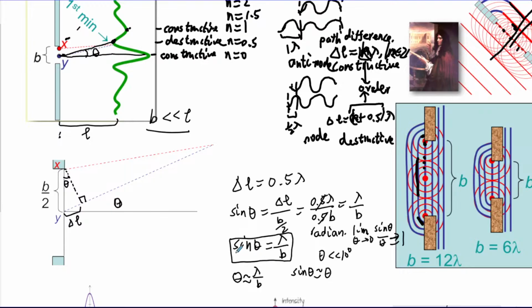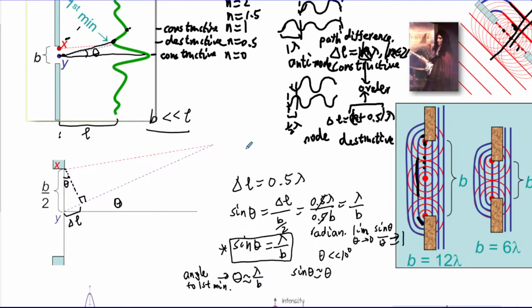Just note that the actual formula is this. We're using a small angle approximation, and the angle is the angle to the first minimum.